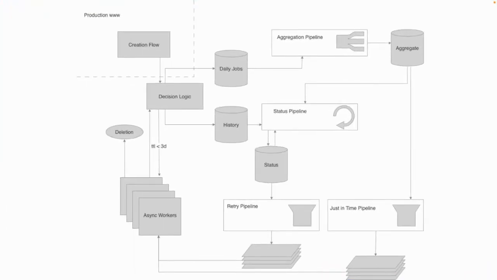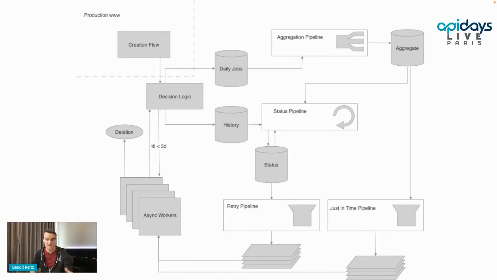But to recap, there is the aggregation pipeline that gathers all of the creations. The status pipeline is what looks at everything that's in flight and looks at things that were scheduled, things that failed, things that need to be scheduled. The retry and just-in-time pipelines are responsible for taking things from the status pipeline and basically scheduling them to be executed later.